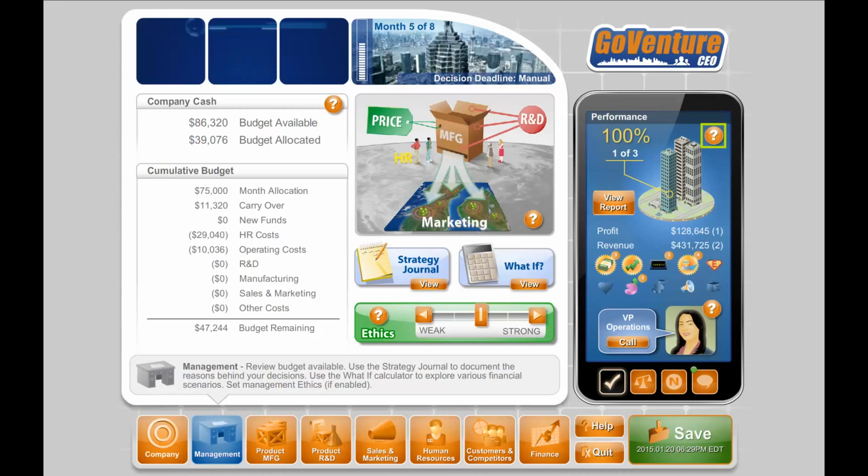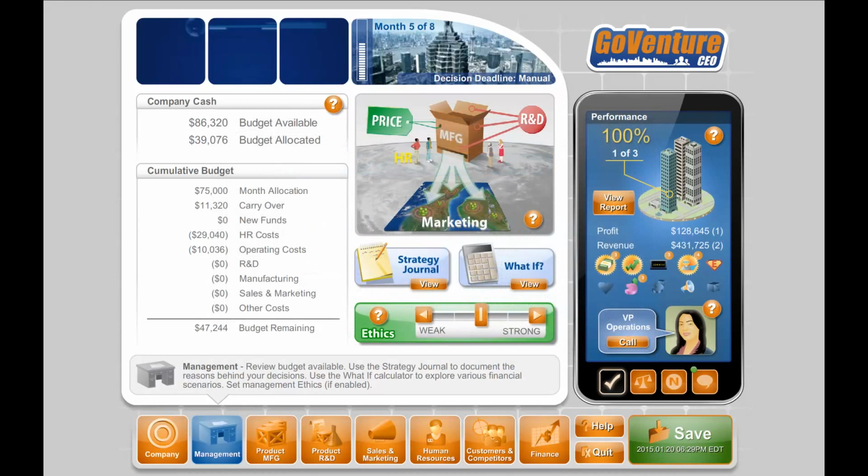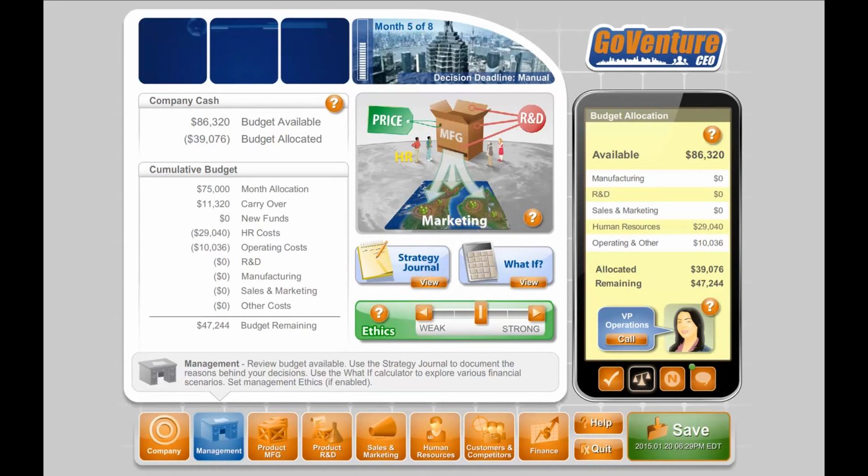Click the Help button for full details about the smartphone and the Performance app. And click View Report to review your detailed performance report. The Performance report is the most important report for your business, so be sure to review it closely. The Budget app shows you a summary of your budget and where you have been allocating your funds this period. You may find it convenient to keep this app open while you navigate to different areas of your business.